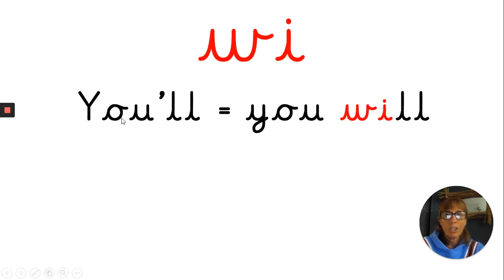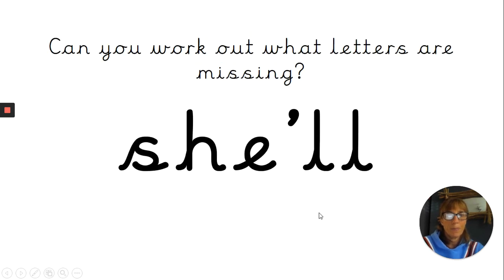You'll is you will. The two words you and will. So the missing letters are W and I. W, I, will, you will. Let's try another one. Again, there's two missing letters.